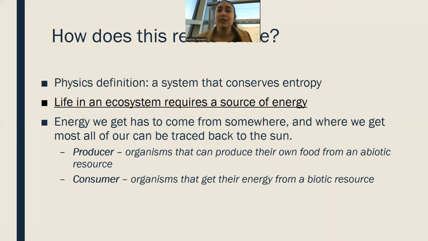And that's just because the large majority of our producers on Earth are photosynthetic, meaning they are able to synthesize or produce or create sugars as their stored source of energy. So your producers can produce their own food using an abiotic or non-living resource, such as the sun. So photosynthetic producers can use the sun in order to produce sugars for energy.